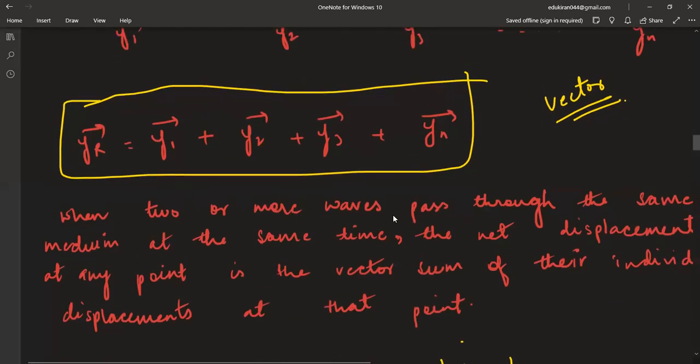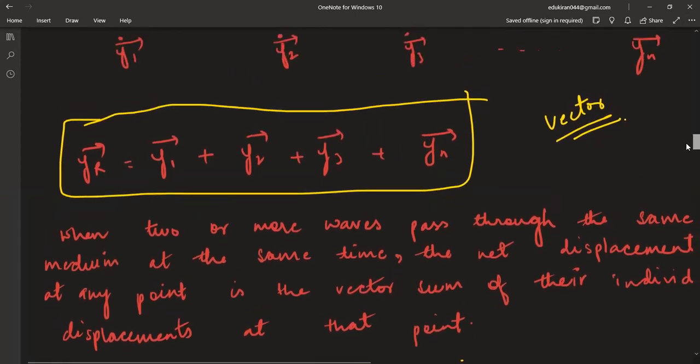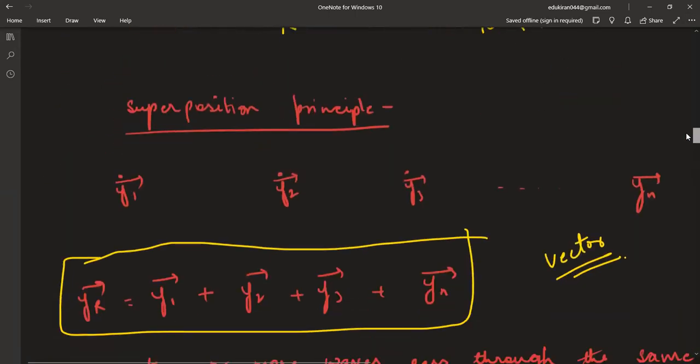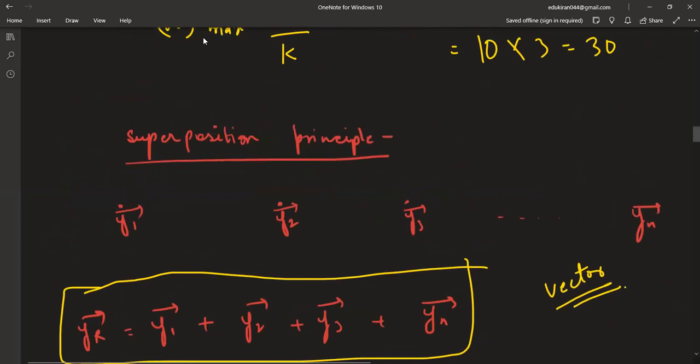So when two or more waves pass through the same medium at the same time, the net displacement at any point is the vector sum of their individual displacements at that point. That means calculate the individual displacements and then get the value. Write it down. Then we'll start with interference.